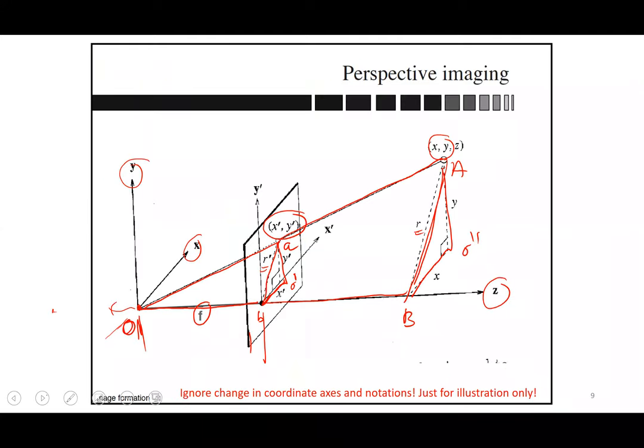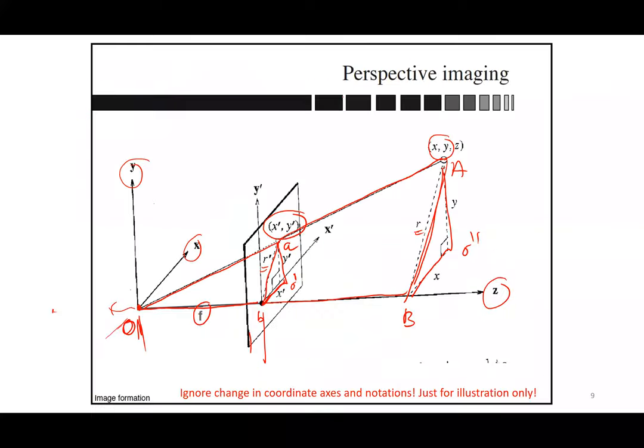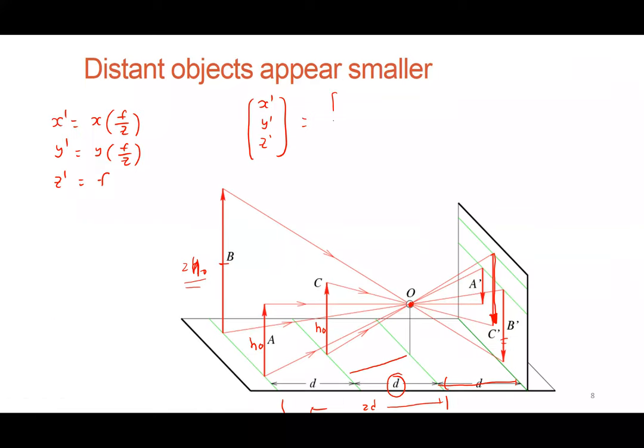Right. Now, what I would like you to do here is, I want this X dash, Y dash, Z dash equivalent to something multiplied by X, Y, Z, so that this matrix would characterize the perspective projection. Is this possible? Yes, sir. So what is the matrix there? F by Z, 1, 1.